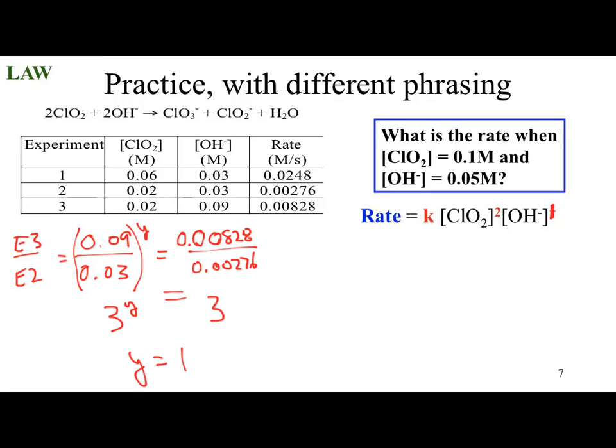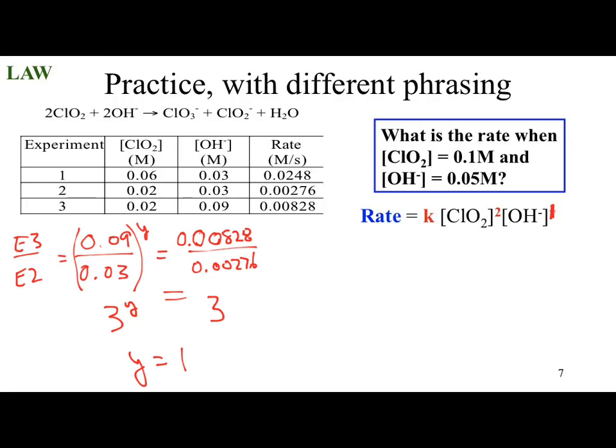To solve for the rate, I've got it highlighted in blue so you can kind of see it a little bit better. What do I need to know to solve for the rate? K and those two values. Do we know the rate constant yet? No. So what do we have to do? Well, we have to solve for it.